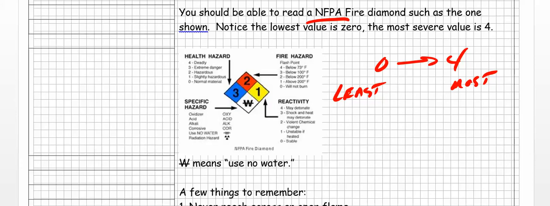It's a kind of an intermediate fire hazard. On the other hand, look at the health hazard. There's a 3 there. So that means there's extreme danger here. It's not deadly, but there's an extreme danger here of some type.